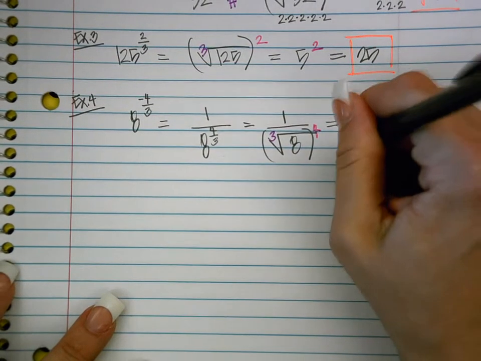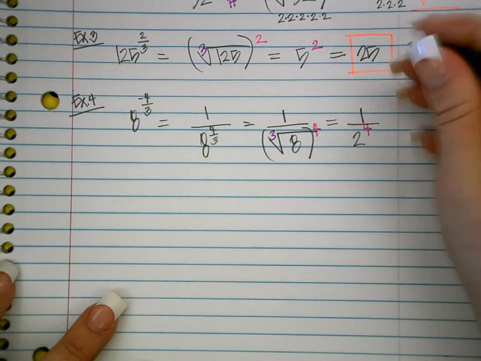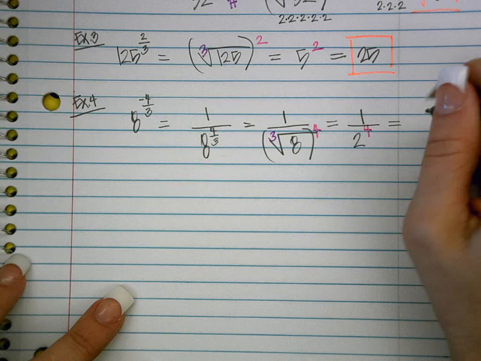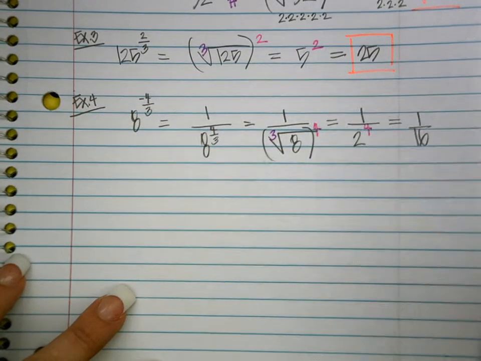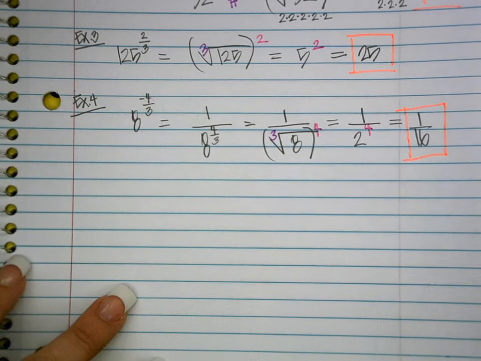2. And take that to the 4th power. What's 2 to the 4th power? So 2 times 2 times 2 times 2? 16. So 1 over 16. So you do need to rewrite these with no exponents.